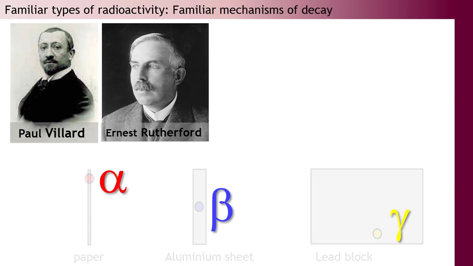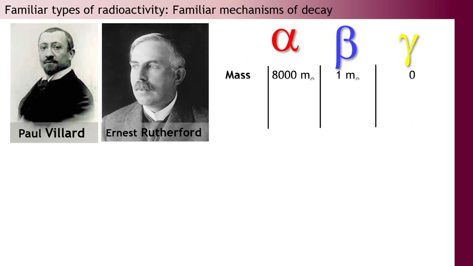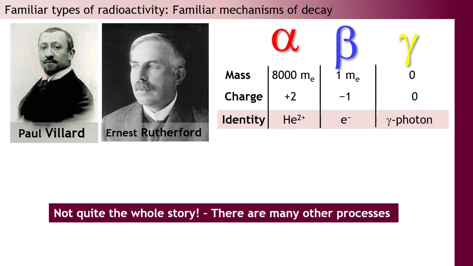Later on, it was determined that each type of radiation was a stream of particles, and their masses and charges were determined. Rutherford actually determined that the alpha particle was a helium nucleus. Beta radiation turns out to be a stream of electrons, and the most penetrating gamma radiation is a high-energy photon with no mass and no charge. Although these are the types of radiation that we learn about at school, they are not the whole story. In this video we will look at these three more common types of radiation and the radioactive decays that cause them first, before we look at other decay mechanisms.